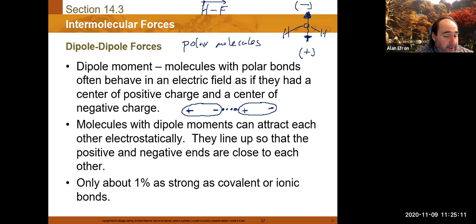So dipole-dipole is a relatively strong interaction. And again, it is typically the intermolecular force of choice for polar molecules that, as we will see, cannot hydrogen bond. We'll talk about hydrogen bonding in just a second, but they're basically molecules that don't have the ability to hydrogen bond, but can interact this way.